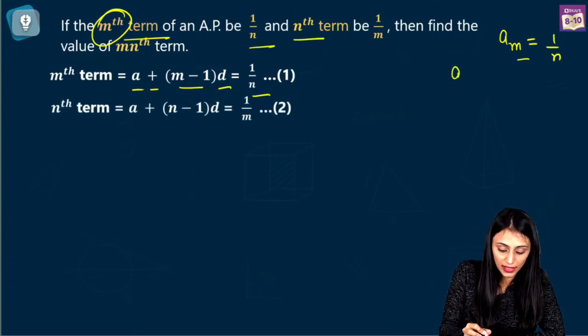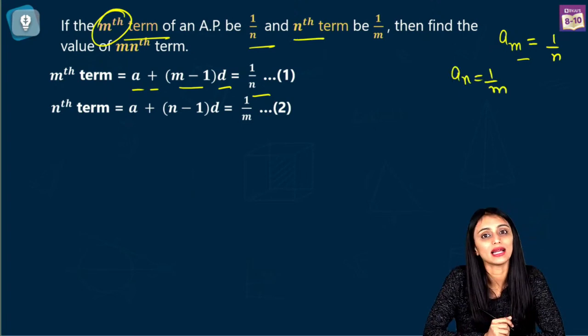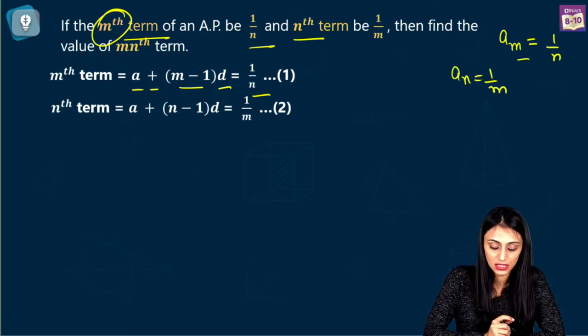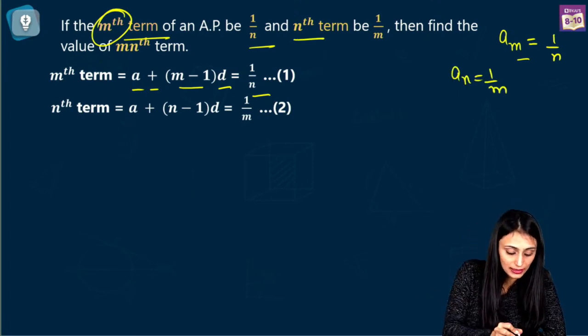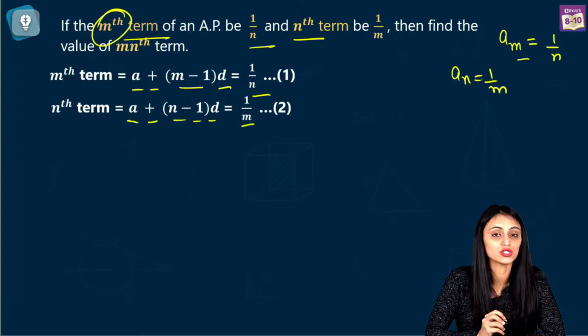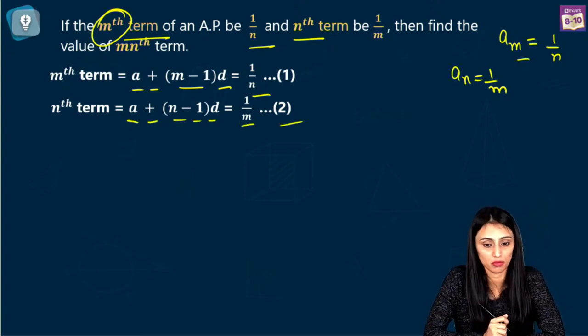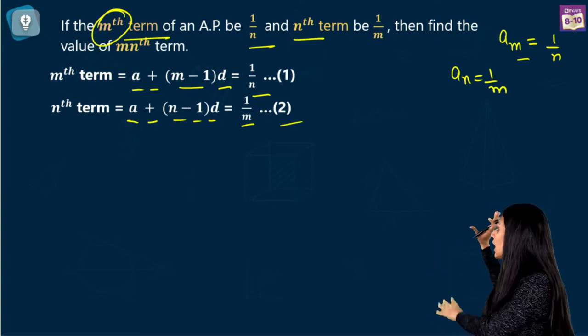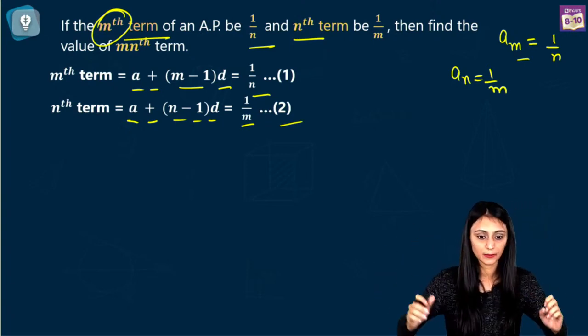Similarly, the nth term is 1 by n. That's how I'll write the nth term. Its value is given, that's 1 by m. So we'll expand it. It can be written as a plus (n minus 1)d equals 1 by m. I'll mark this as equation number 2. Is that clear? How to expand this, how to open it up?